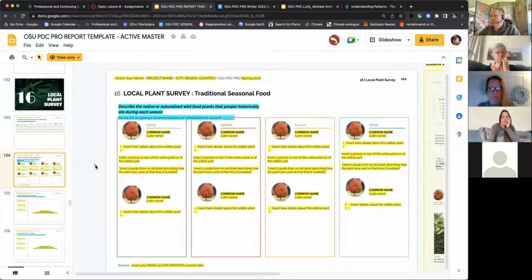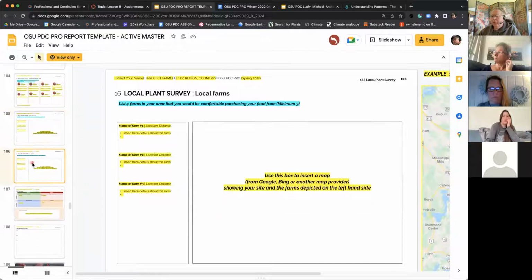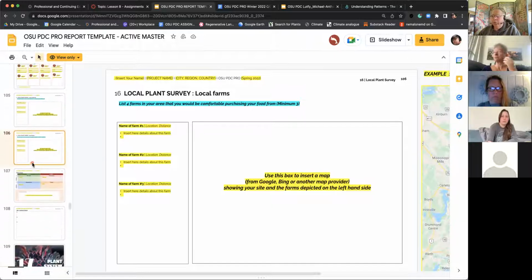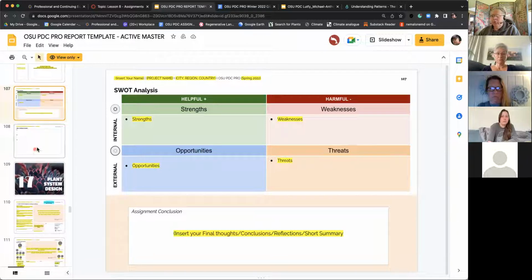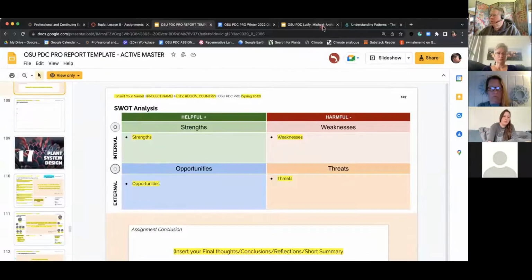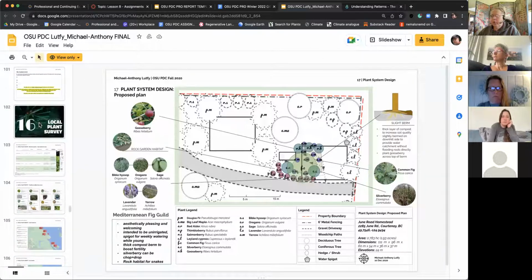So this should be a pretty straightforward section of the assignment. So again, we're looking at these traditional seasonal foods through the different seasons, and then some of the local nurseries and local farms. So again, if we look at the level of importance, this is only worth 4 points. So we're not really asking you to spend too much time on it. The main event, of course, is the plant system design, but let's not get too far ahead of ourselves.